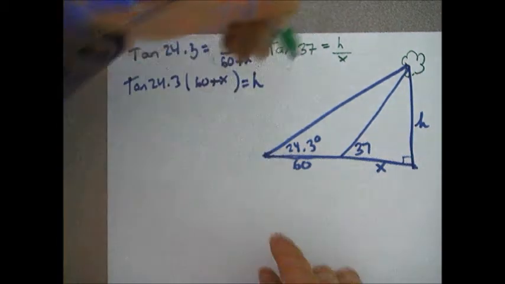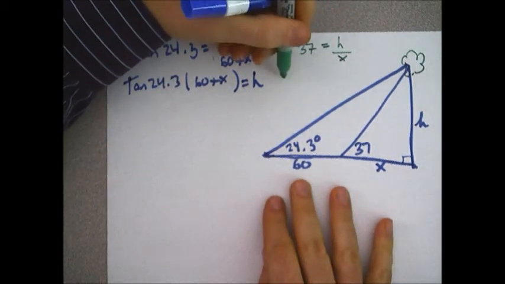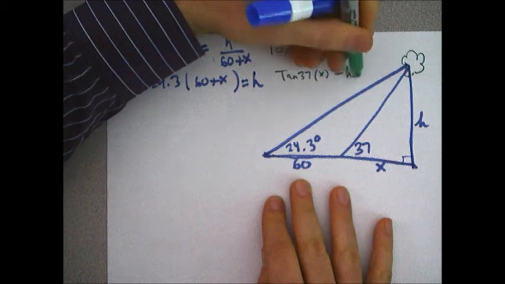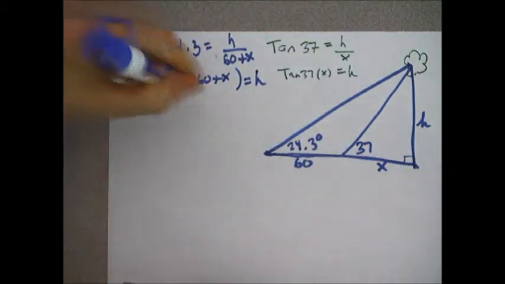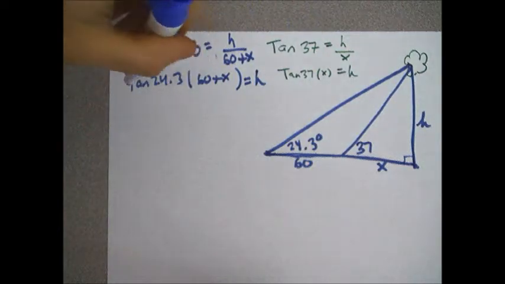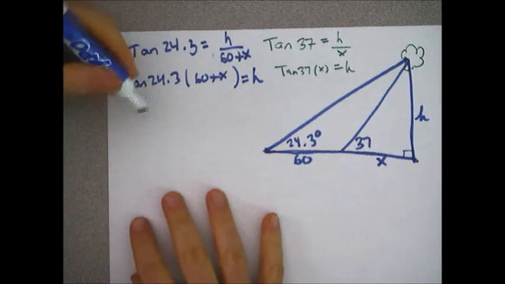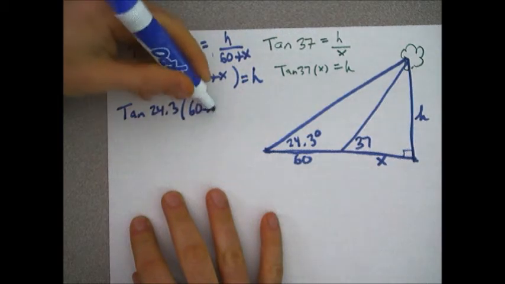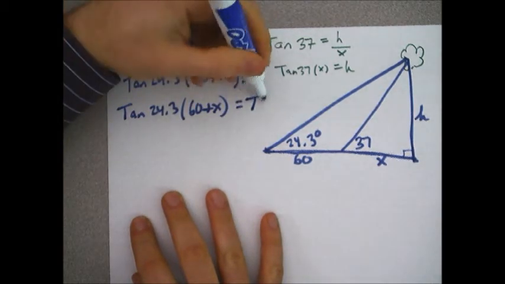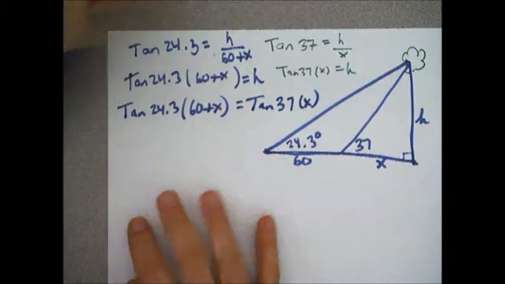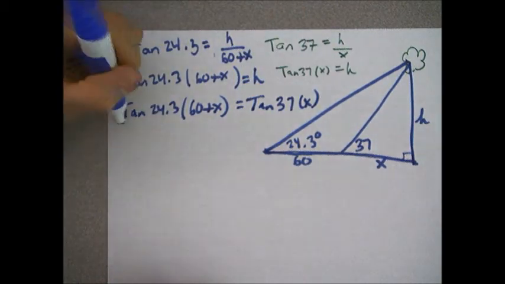Okay, and when I come over here, I do the same thing, right? And get tangent 37 times x is equal to h. Okay, and if the left stuff is equal to h and the right stuff is equal to h, we know they're equal to each other, so the left stuff has to equal the right stuff. So we can say tan 24.3 of 60 plus x is equal to tan 37 times x.